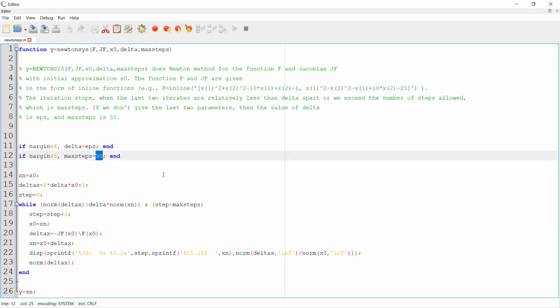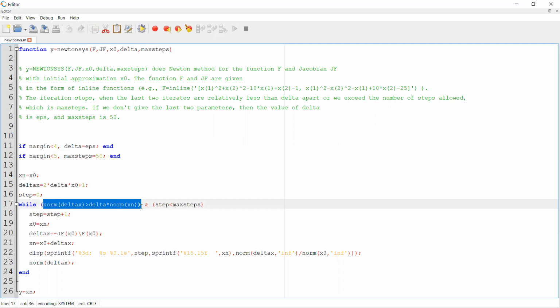And what does this method do? So here we check the stopping criteria. If the relative error is smaller than delta, we stop. If it's bigger than delta, then we do another repetition of Newton's method. And the second condition is that we haven't reached the maximum number of allowed steps.